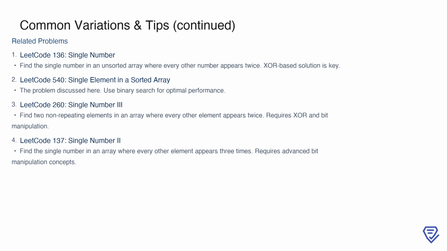LeetCode 260, Single Number 3, is another variation where you're tasked with finding two non-repeating elements in an array where every other element appears twice. This requires a combination of XOR and bit manipulation. Finally, LeetCode 137, Single Number 2, involves finding the single number in an array where every other element appears 3 times, which requires even more advanced bit manipulation techniques. Familiarity with these problems can deepen your understanding of how to approach similar challenges.